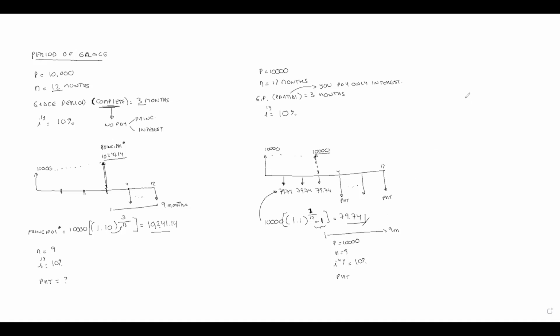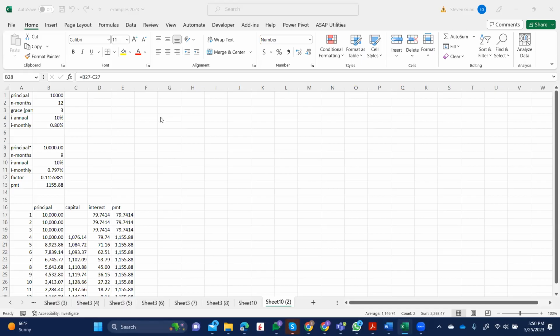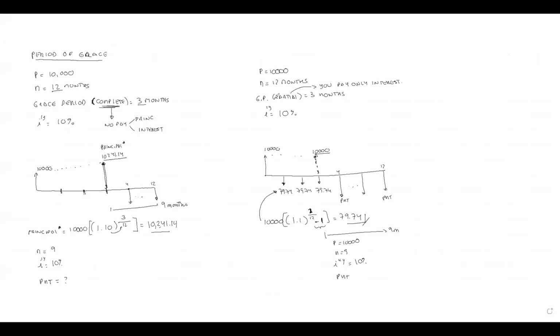Okay, please do it. Let me repeat this one here. We have a partial grace period. A 3 month grace period implies that we simply need to pay only the interest. This implies that we keep the $10,000 after the 3rd month, and then we simply compute our payments as usual. Okay, so let's do this in Excel very quickly.